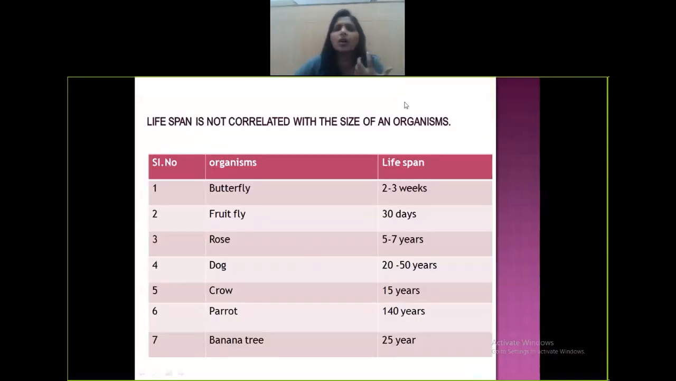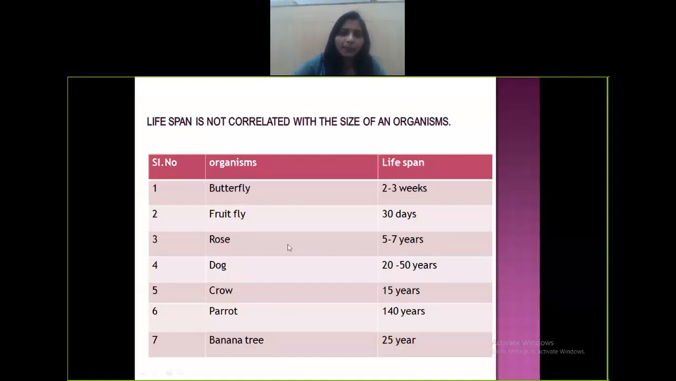Now every living organism has its lifespan. The size of an organism cannot be compared with the lifespan. Just by looking at an elephant or a butterfly or a dog, just looking at their size, we cannot determine their lifespan. Every living organism has its own lifespan.